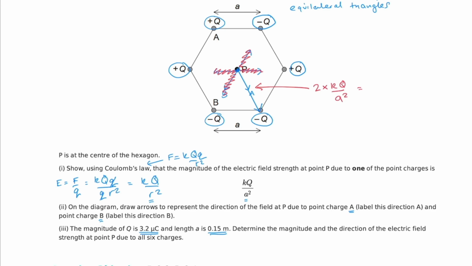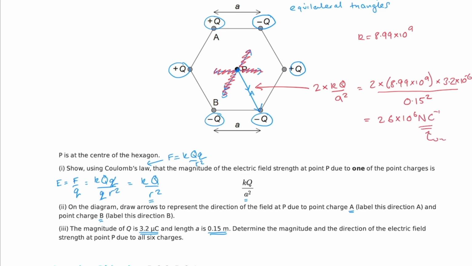So our answer is 2 times K. I'm going to write this down here just now, and I'll explain where that comes from in a minute. 3.2 times 10 to the minus 6, of course, represents the fact that it's a microcoulomb, and 0.15 squared is distance A squared. That's going to give us an answer of 2.6 times 10 to the 6 newtons per coulomb. That is the units of electric field strength.